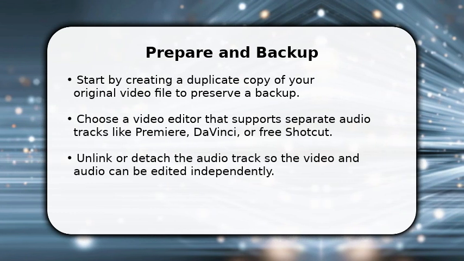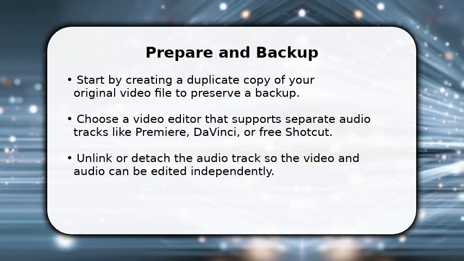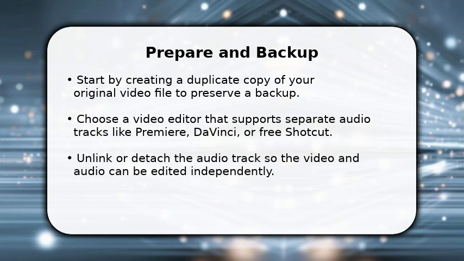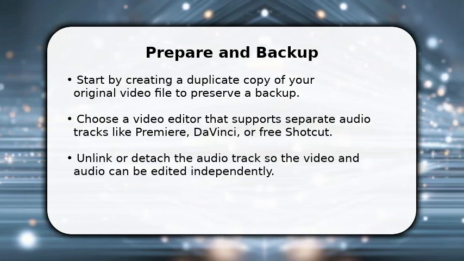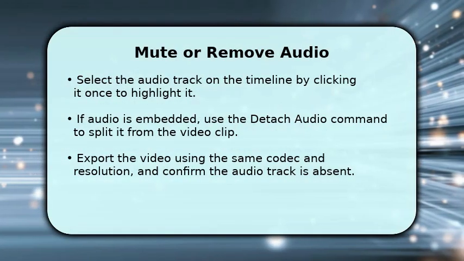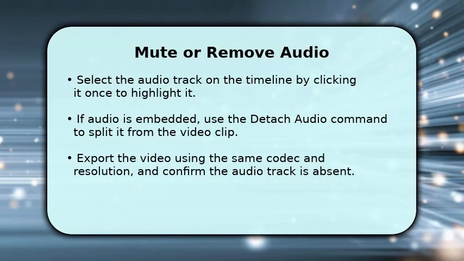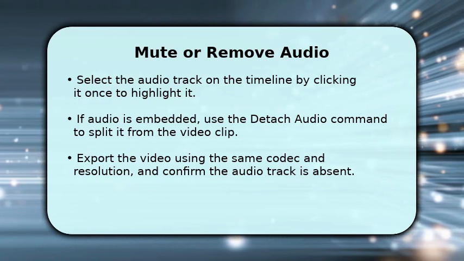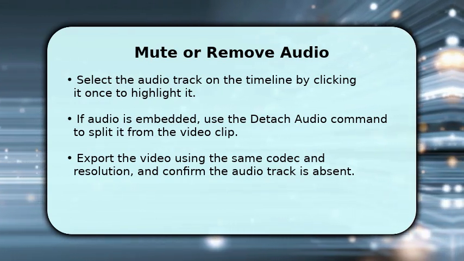Confirm project settings, match your original video's frame rate and resolution. Now you are ready to mute or delete the audio track and continue editing the silent video. Select the audio track on the timeline by clicking it once to highlight it. To mute, toggle the track's mute button. To remove, choose delete or cut.